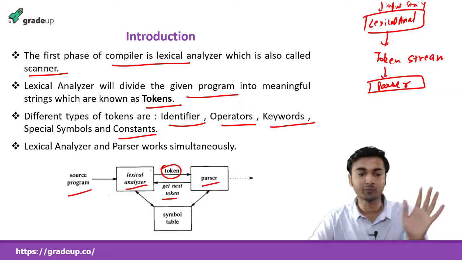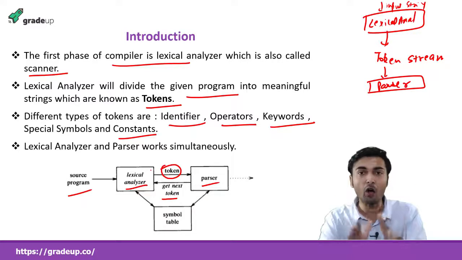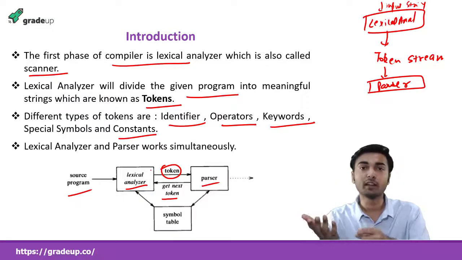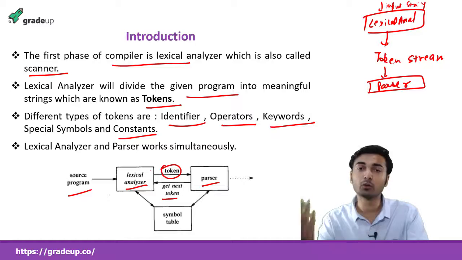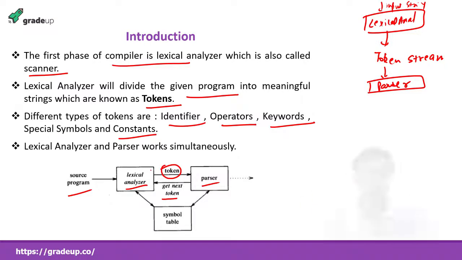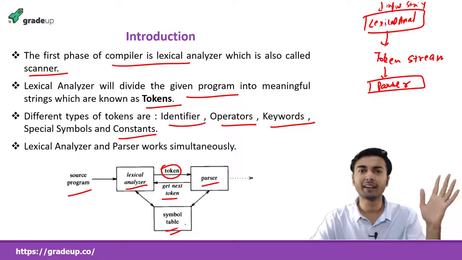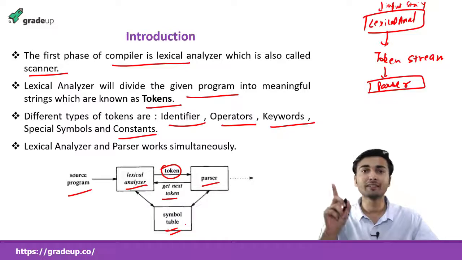I am repeating once more. Lexical analyzer and parser work simultaneously. How? When a parser wants a token, only then does the lexical analyzer scan your program and produce a token. And the symbol table is basically connected to all the phases, as we discussed. So the main thing is that lexical analyzer and parser work simultaneously. Got it? Any doubt up till here?